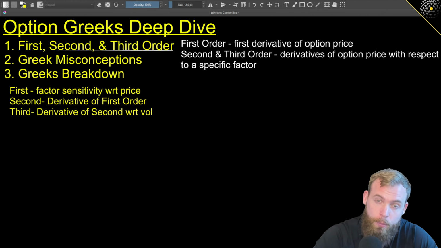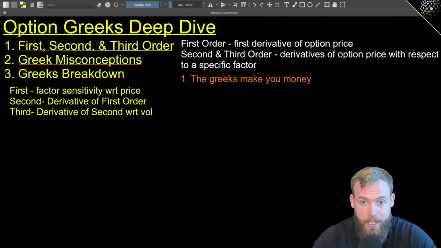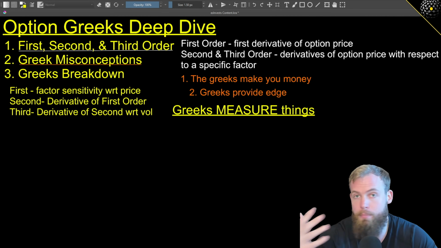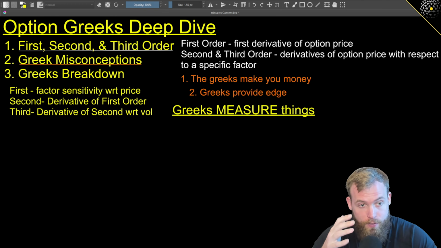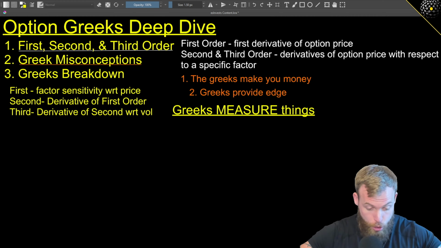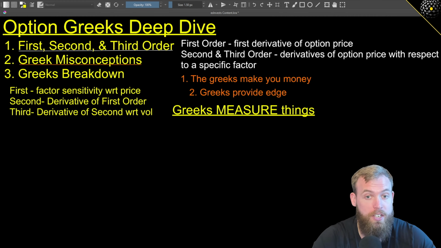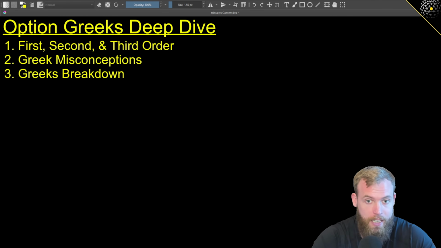Before that, let's talk about some misconceptions. First off, Greeks make you money. No, they don't. Second, Greeks provide edge. No, they don't. What do Greeks do? They measure things. That's it. You have to figure out how you can structure things to make money. The Greeks can give you some ideas about that, but there is no inherent edge in knowing the Greeks or any way that the Greeks outright make you money. They simply measure things. Now that we got that aside, let's get into these Greeks.